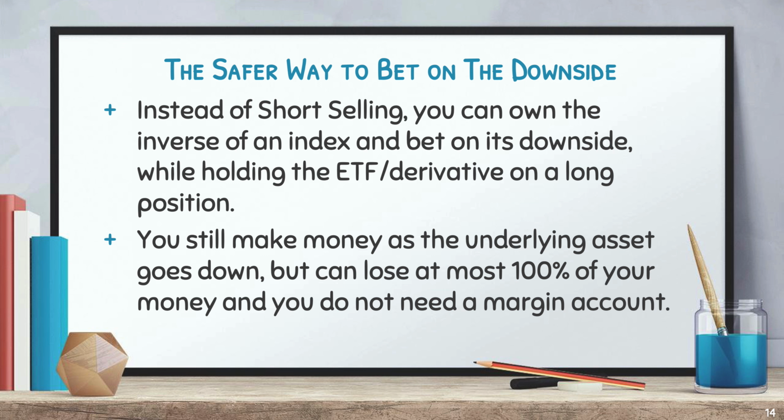Instead of short selling, you can buy and hold, as a long holder, the inverse of an index and bet on its downside, while holding this ETF or derivative on a long position. You can still make money as the underlying asset goes down, but you can lose at most 100% because you basically just bought an asset. It's not like you actually hold an asset short. You may be wondering how this works. It happens through derivatives. They are creating sort of an ETF which tracks the performance of, let's say, gold, and actually does the opposite. It's basically the exact inverse of what gold would be doing.